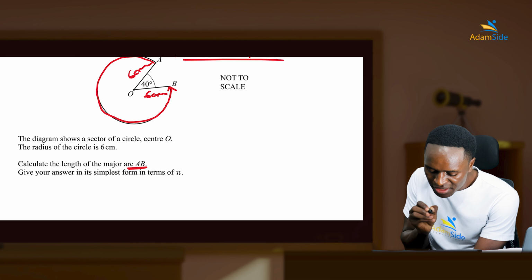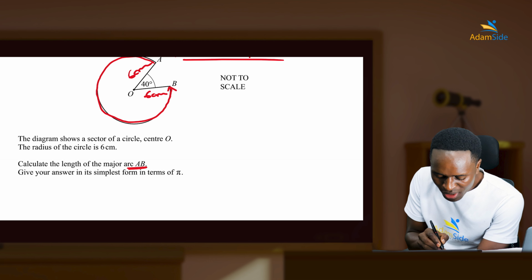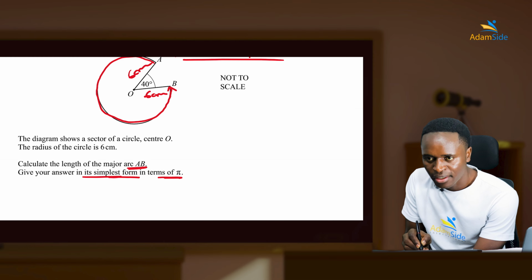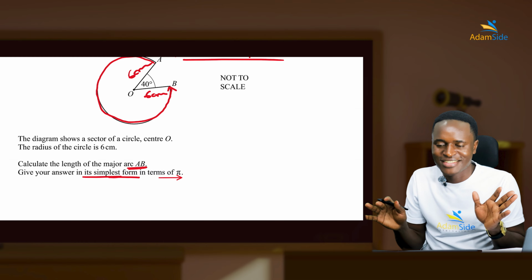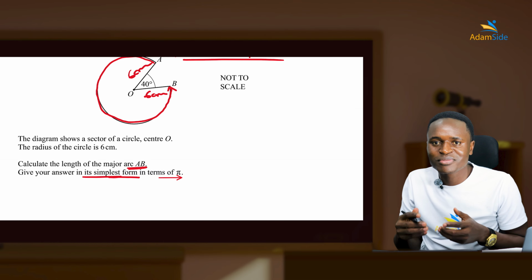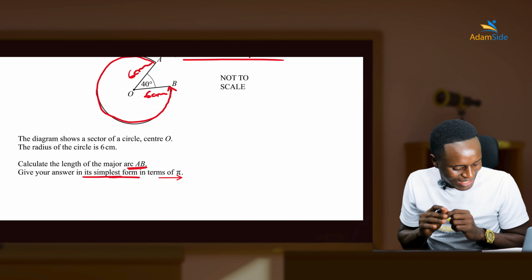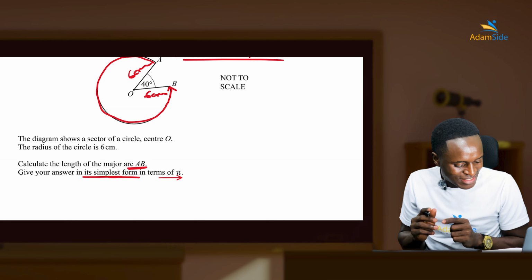Give your answer in simplest form. So the examiner's trick, they say, give your answer in its simplest form in terms of pi. So it means if you don't use pi, you are dead. You are dead if you don't use pi. If you just use maybe 3.14, boom. So let's make sure that pi is in our calculation.